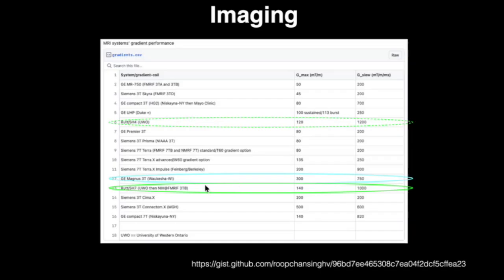And the facility should take possession of the system indicated in line 12 in blue, which is a Magnus 3T from GE, in hopefully 15 to 16 months. That has a maximum gradient amplitude of 300 millitesla per meter, but slew rates of 750, so 3 times what we're currently able to do on our clinical systems.